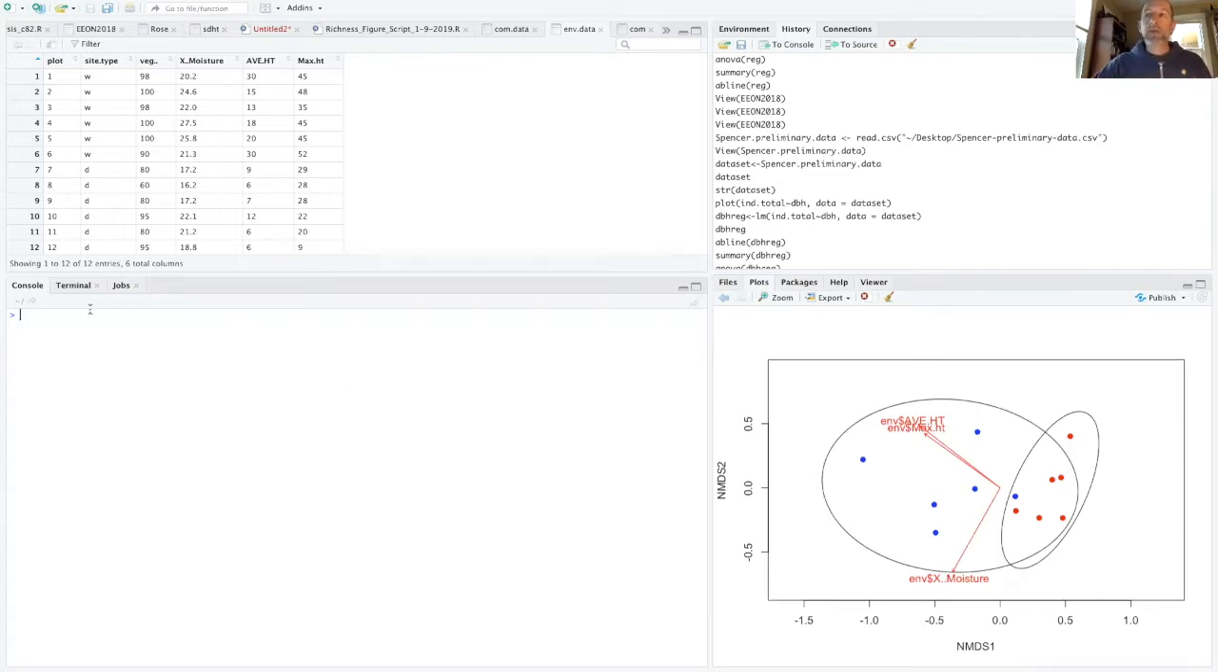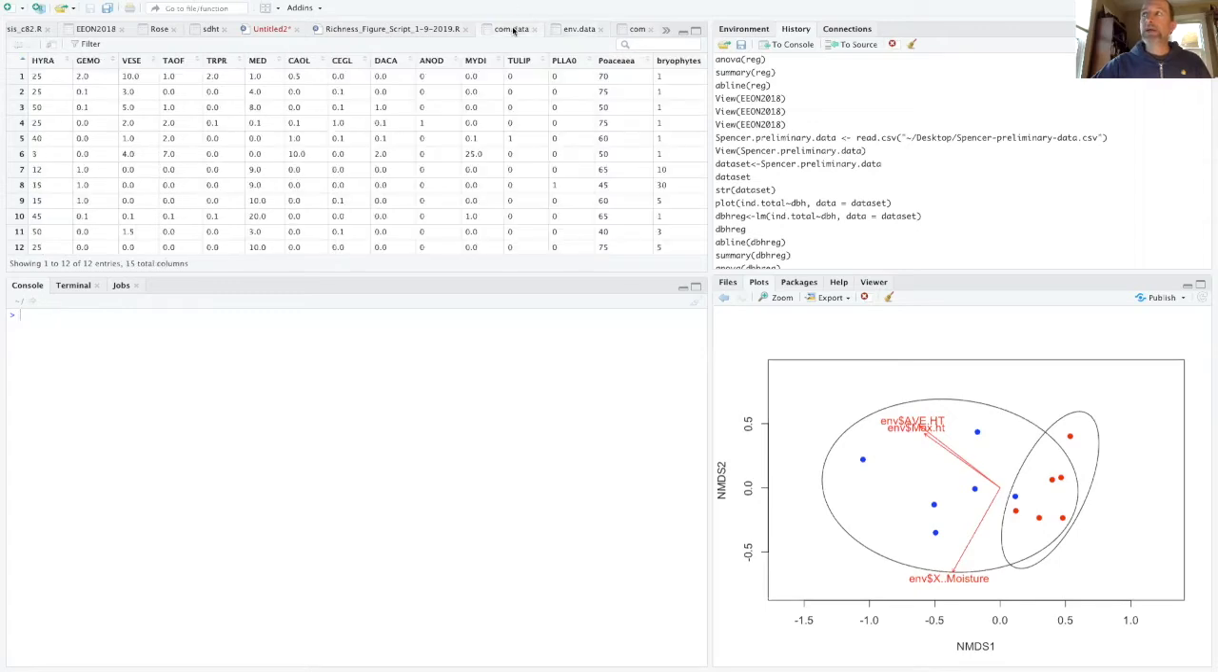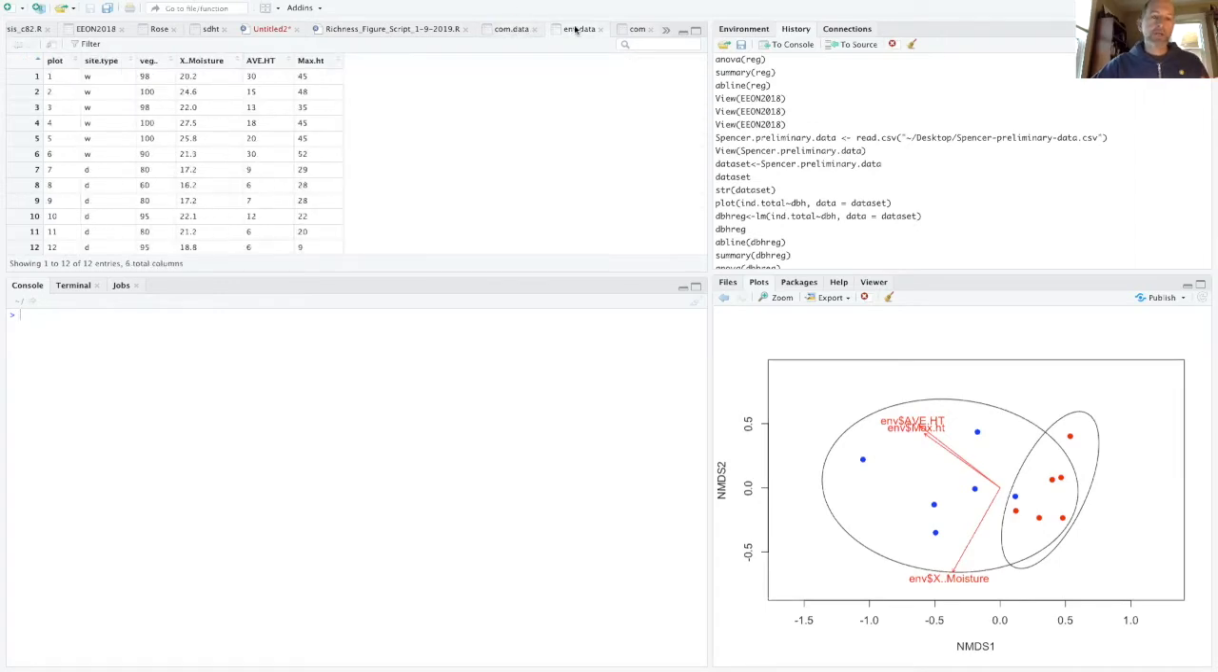In order to do this, I had to make sure that both my COM data and my environmental data are loaded, and then I had to make sure two packages were running. I did library vegan, library ecodist. After that, I'm ready to set my distance to a city block distance or a Bray-Curtis distance. Let's do a scree plot of our NMDS with different numbers of axes.